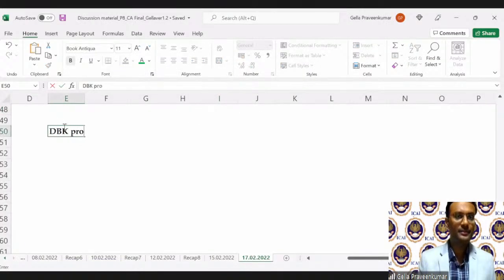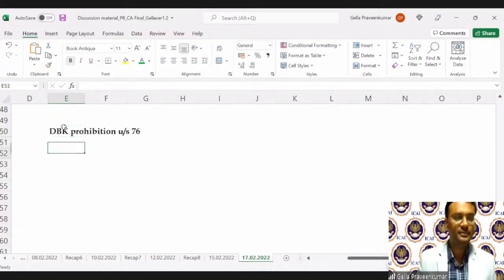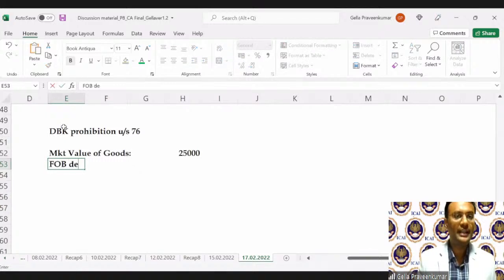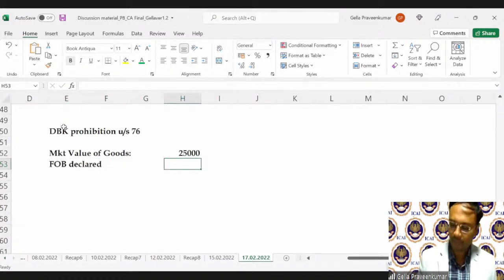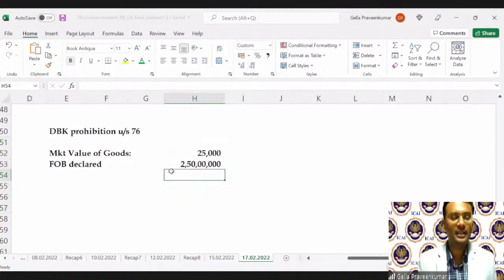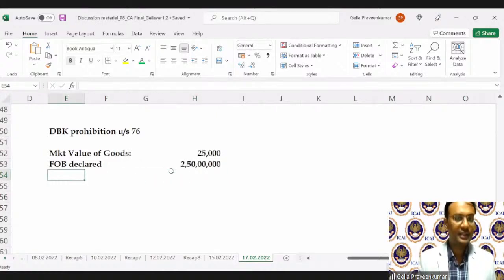Drawback prohibition under Section 76. The market value of goods is actually 25,000. The FOB value declared is, say, 2 crore 50 lakh. Now, I have a drawback entitlement of 2%.